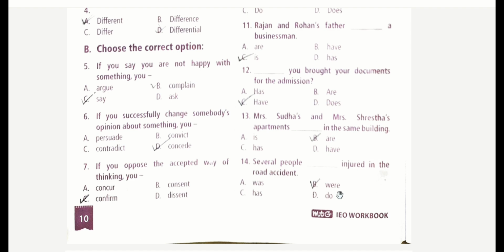The reason were is the correct answer is due to subject verb agreement. In the sentence, the subject several people is plural, referring to more than one person. So when the subject is plural, the correct form of the verb to use is were. Several people refers to more than one person, which is a plural subject. The verb were is the plural form of the verb to be. Okay, hope you understood it.